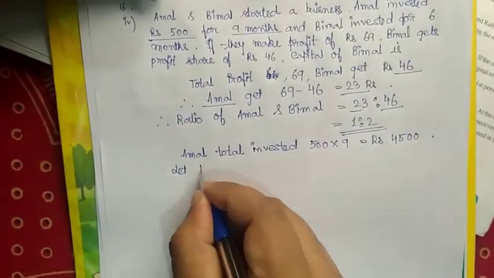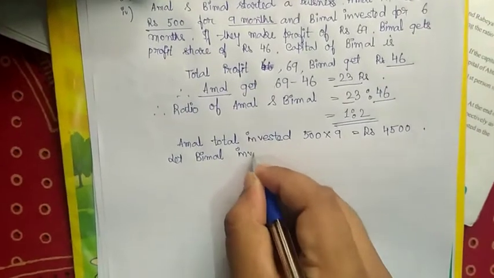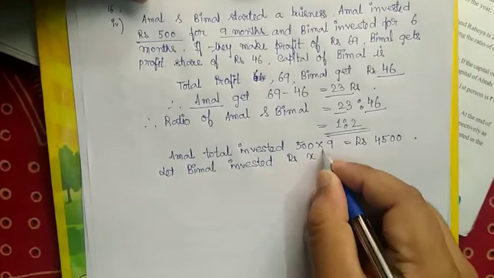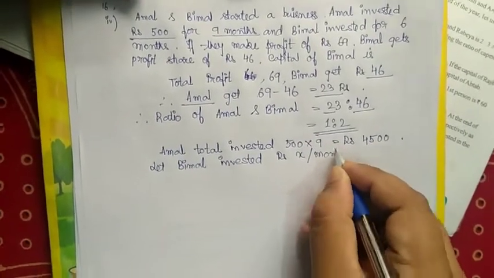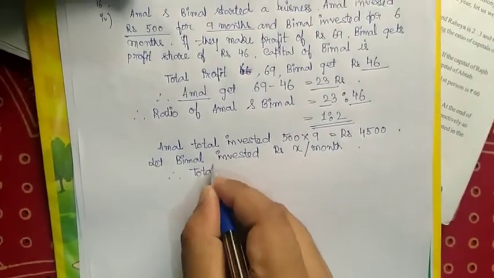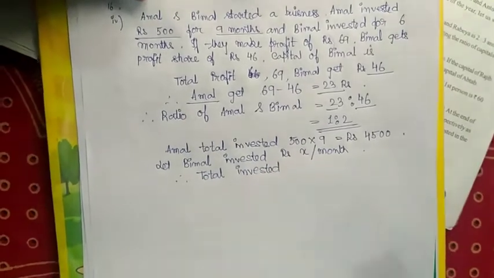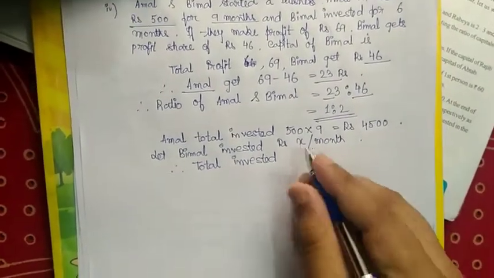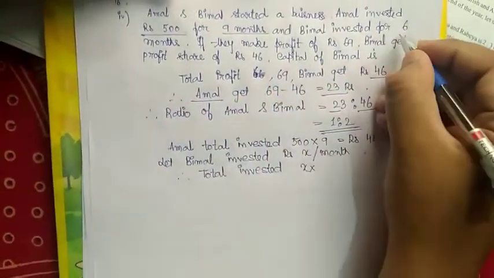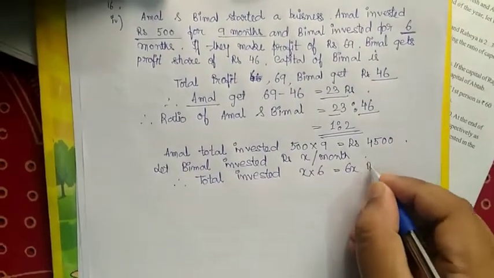Let Bimol invested rupees x per month. So therefore total invested is x into how many months? Bimol invested 6 months. So x into 6, therefore 6x rupees.